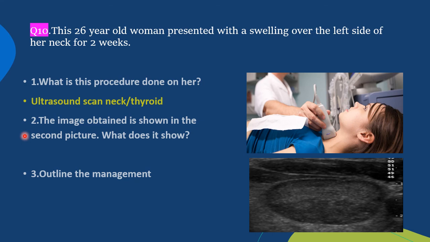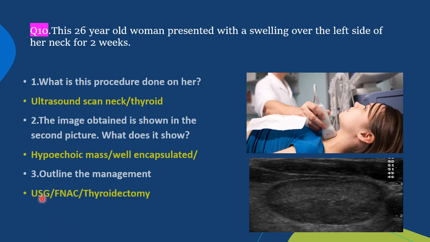Question 2. The image obtained is shown on the right. In the second picture on the right, what does it show here? Okay, it shows a hypoechoic mass, which is well encapsulated in the left lobe of the thyroid. Outline the management of this patient: ultrasound scan, fine needle aspiration cytology, and followed by the appropriate thyroidectomy.